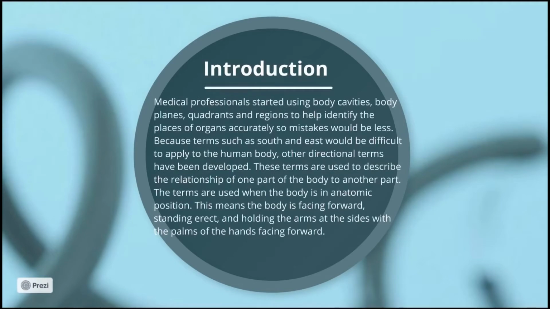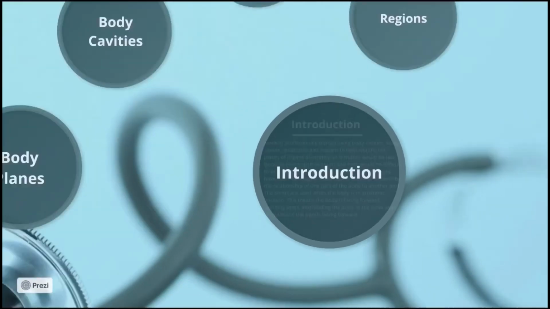Medical professionals started using body cavities, body planes, quadrants and regions to help identify the places of organs accurately, so mistakes would become less. Because terms such as south, east would be difficult to apply to the human body, other directional terms have been developed. These terms are used to describe the relationship of one part of the body to another part. The terms are used only when the body is in anatomic position. This means that the body is facing forward, standing erect, and holding the arms at the sides with the palms of the hands facing forward.